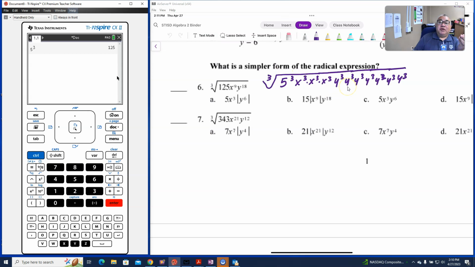Now, there is a faster way to do this, and I'm going to tell you right now the faster way. You see 18 and 9, they're divisible by 3, the index. So you just have to divide, and that's going to give you what it simplifies to. So in this case, it's going to simplify to 5. And we know that x to the 9th, 9 divided by 3 is 3. So you have x to the 3rd. And you know that y to the 18, 18 is divisible by 3. So you're going to have y to the 6. So you have 5, x to the 3rd, y to the 6th. So your answer is C.